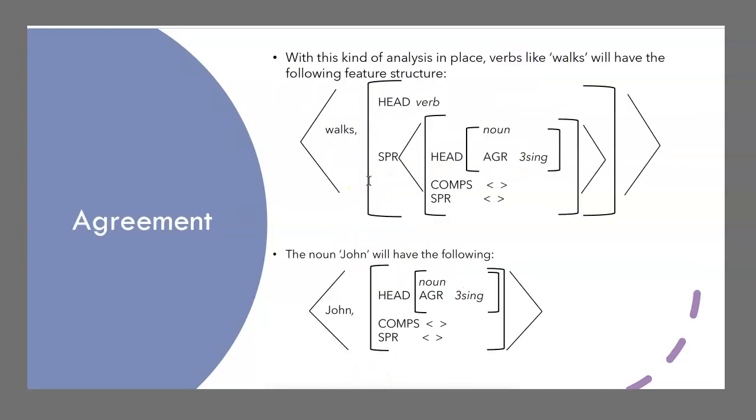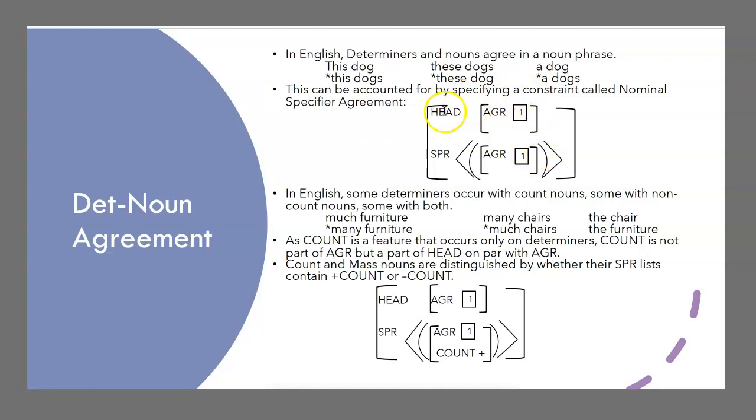That is the constraint. The constraint is that the AGR value of the head and the AGR value of the specifier of a nominal should be identical. That is the nominal specifier agreement. Right? This will constrain this and it will avoid all ungrammatical phrases. Next, look at determiners.